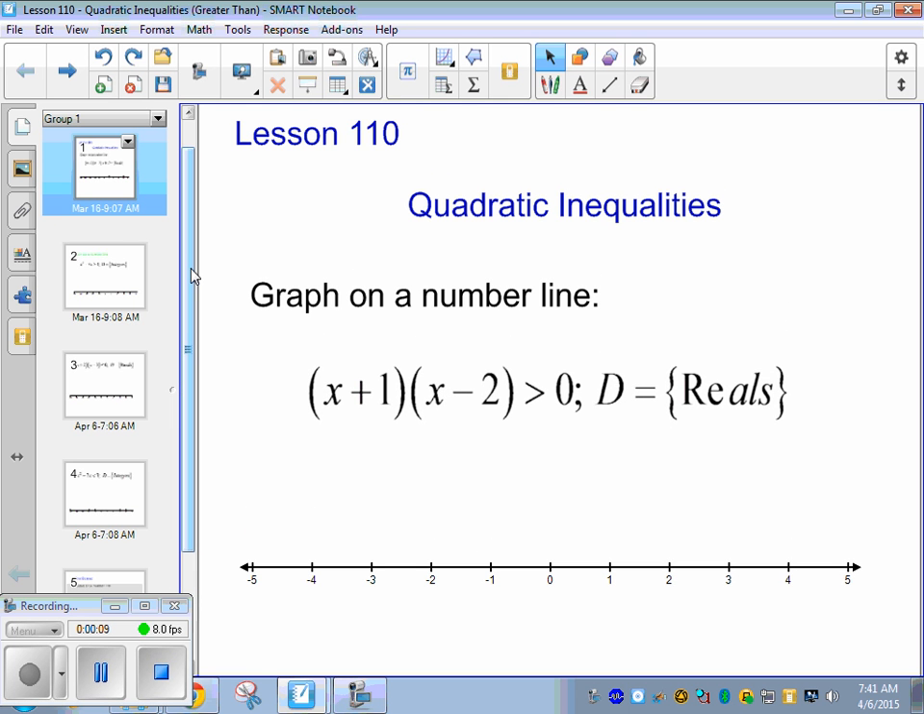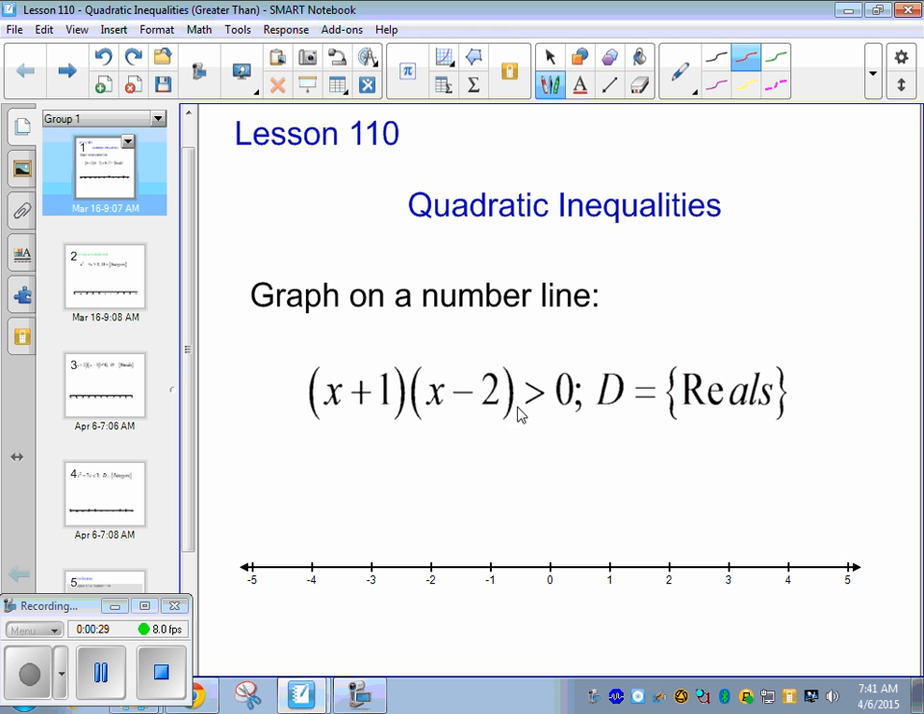We've got an inequality, which means it's a less than or a greater than. So we're going to end up with either an OR graph or an AND graph. So we're either shading in between or we're shading outside. So the first thing we're going to do is find the critical values, which are the solutions, roots, x-intercepts.